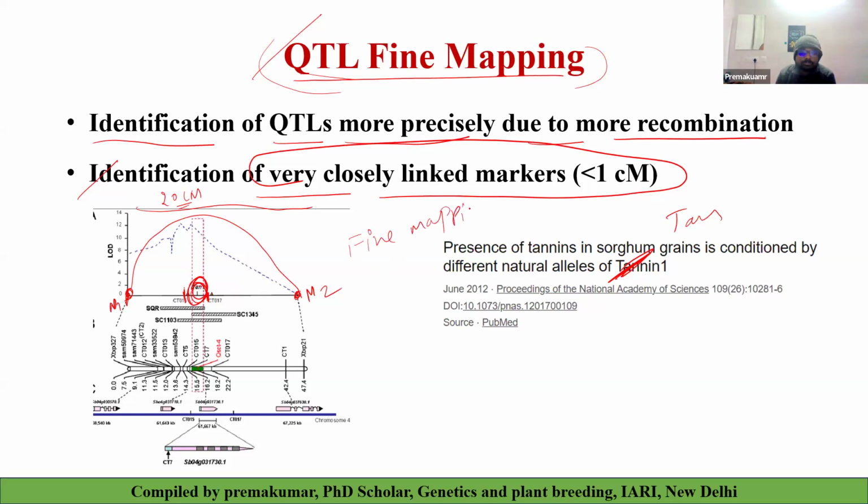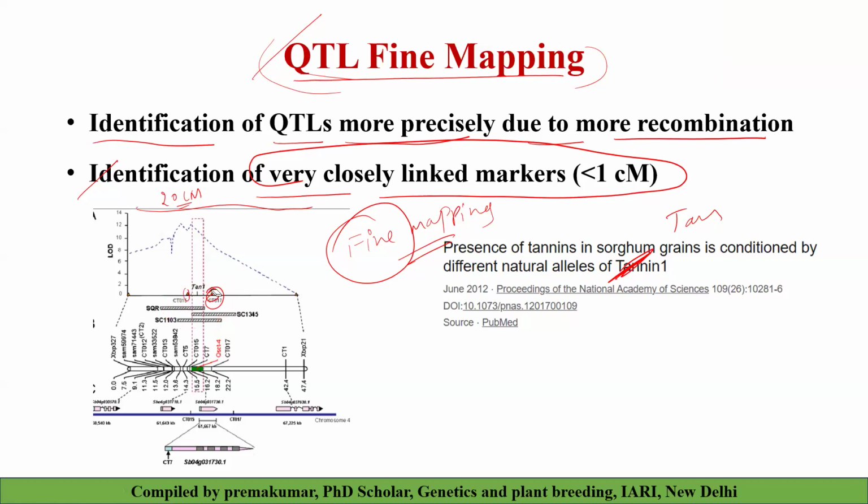Fine mapping means we are going more precise. Fine means finest, it's more precise. See, CT105 and CT107 are the markers which are tightly linked with this particular tannin gene. But this is identified by the procedure called QTL fine mapping. I hope everyone understood what QTL fine mapping is.